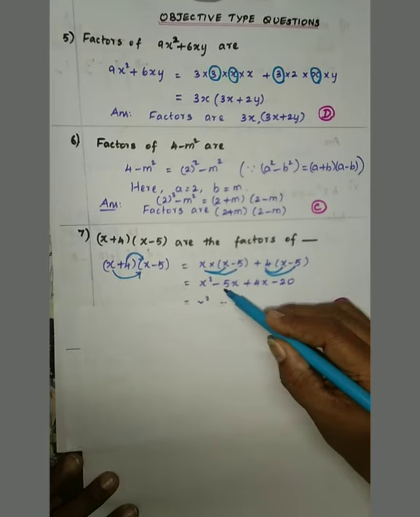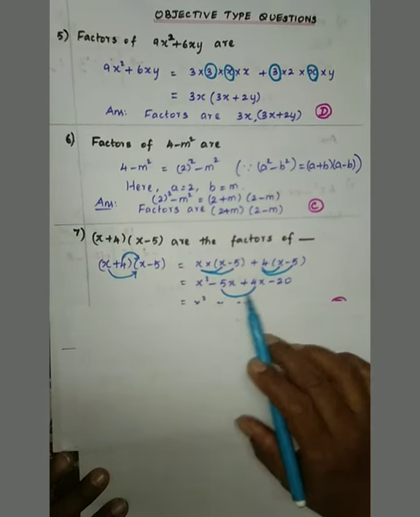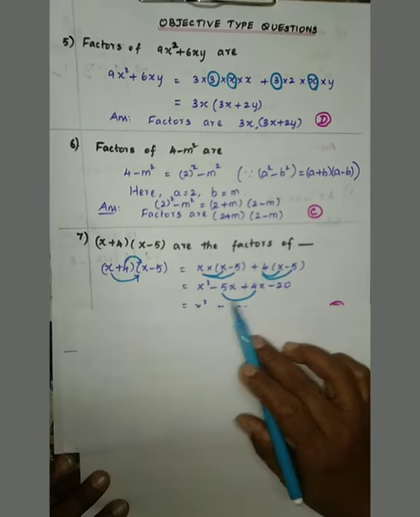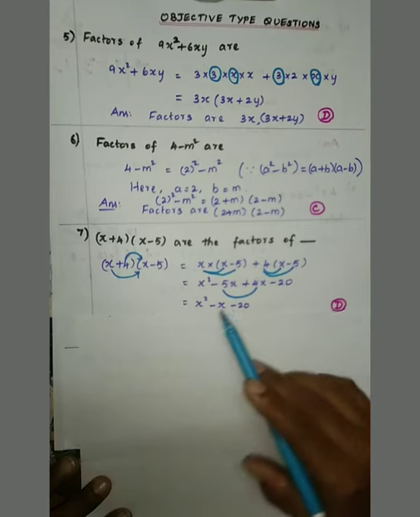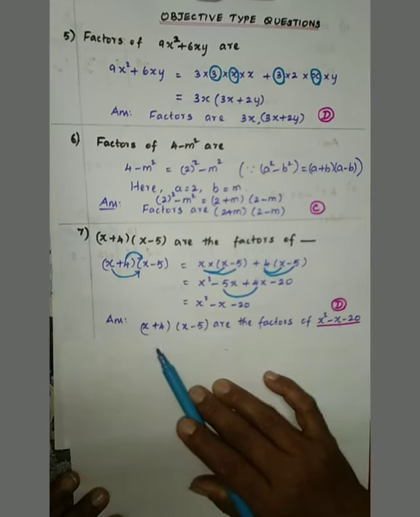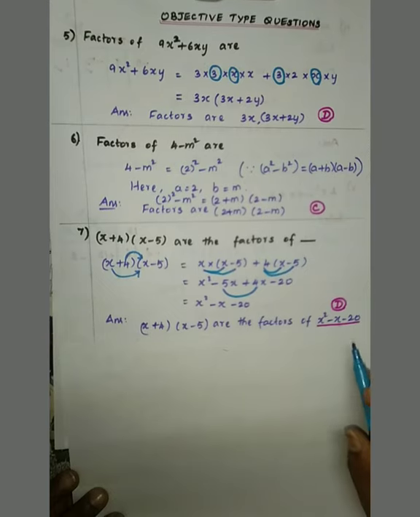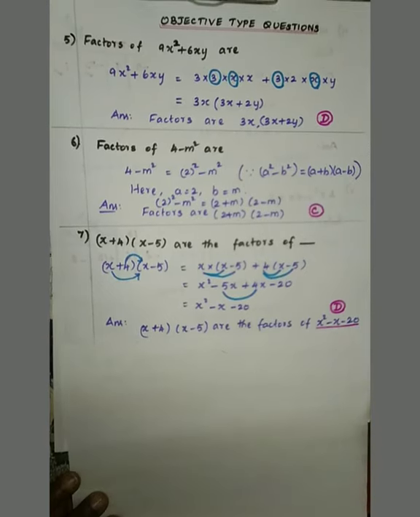Now we are going to compare these two. These two are like terms, minus 5x plus 4x. They have different signs, so we subtract: 5 minus 4 is 1, and the greater number has the minus sign. Therefore x square minus x minus 20. Therefore the expression is x square minus x minus 20. So the correct option is D.